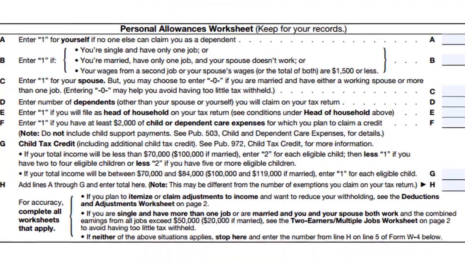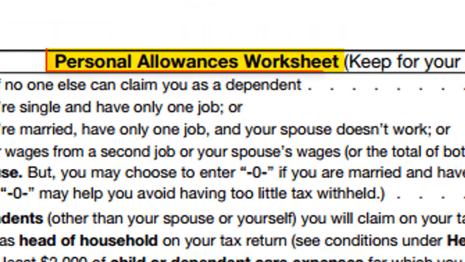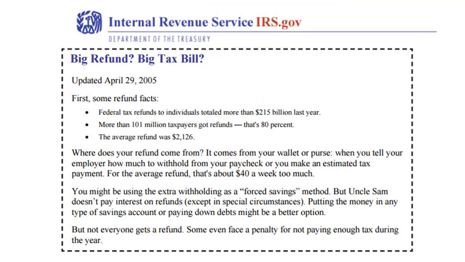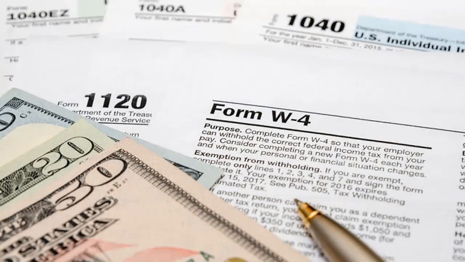The Form W-4 is based on the idea of allowances. The more allowances you claim, the less money your employer will withhold for taxes. The IRS states that over 80% of taxpayers have too much money withheld from their paychecks. In this training, you will learn how to properly complete your Form W-4 so that you get back money that you may possibly be overpaying on a monthly basis.